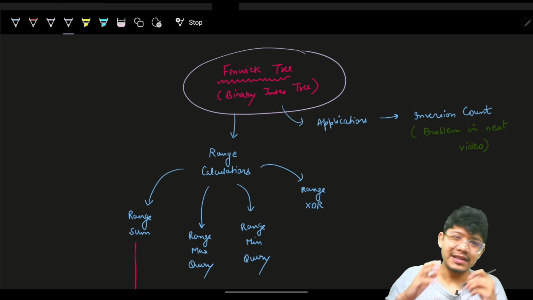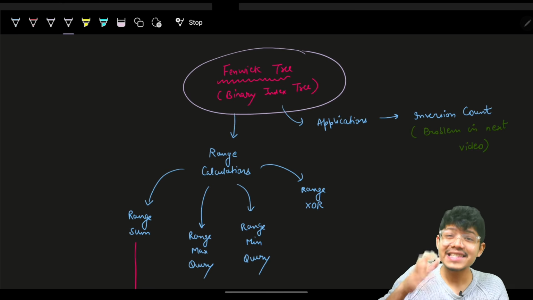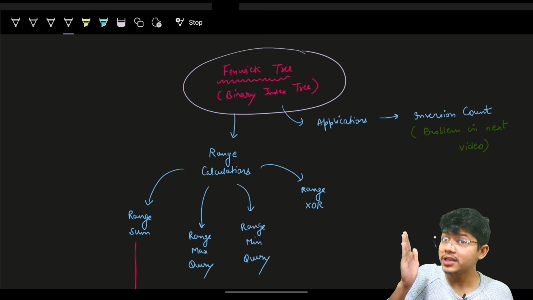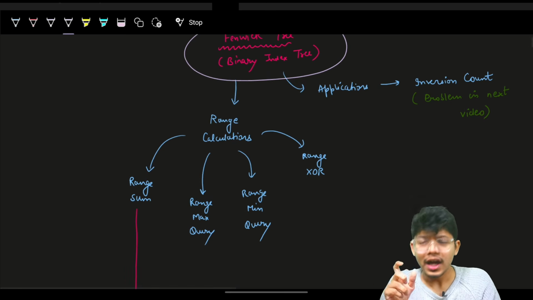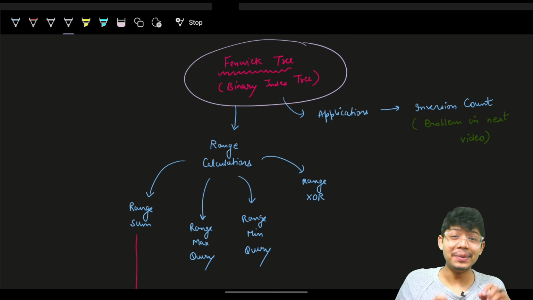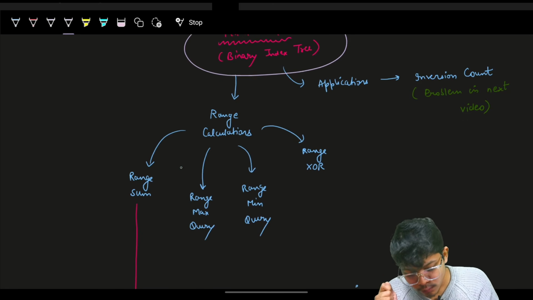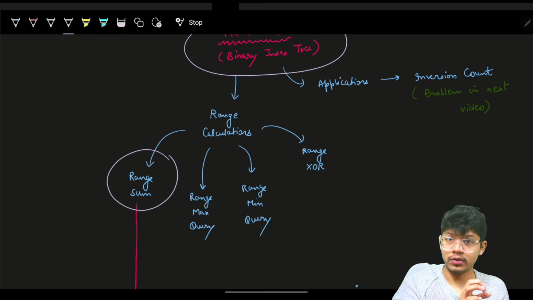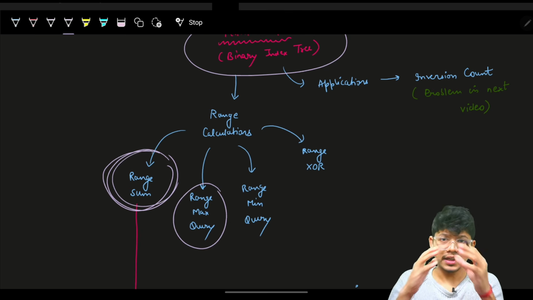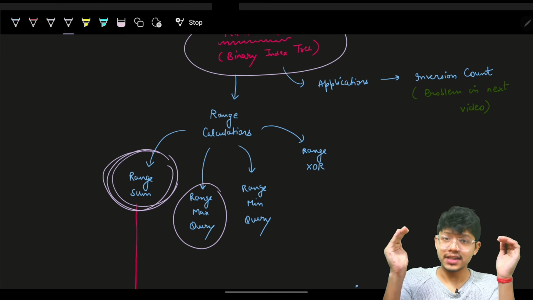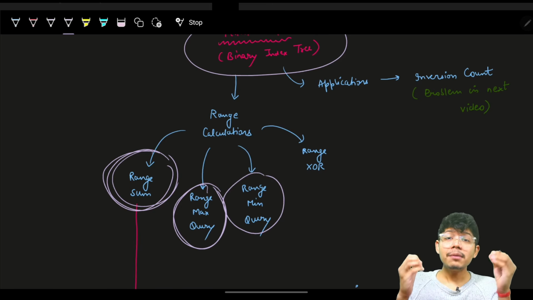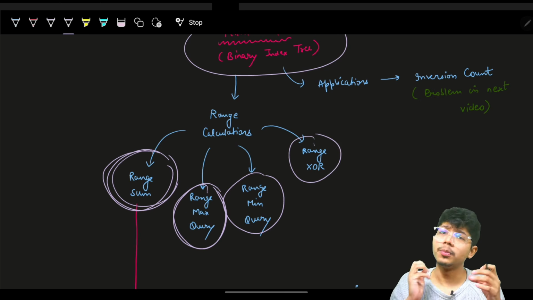Before even seeing what it does, let's firstly see where it is actually used. Maybe in future you just want to bookmark it, that okay, in all these places I can actually use my Fenwick tree. So Fenwick tree, also called a binary indexed tree. You will get to know why this is called a BIT, binary indexed tree, but it's mostly used to find range calculations. For example, range sum, range maximum query, which means in a range you have to find the sum of the elements, who's the maximum element, who's the minimum element, or do some XOR operations.